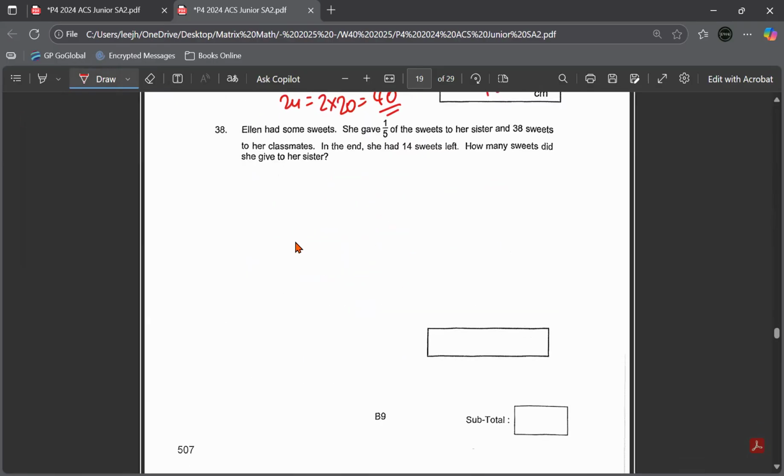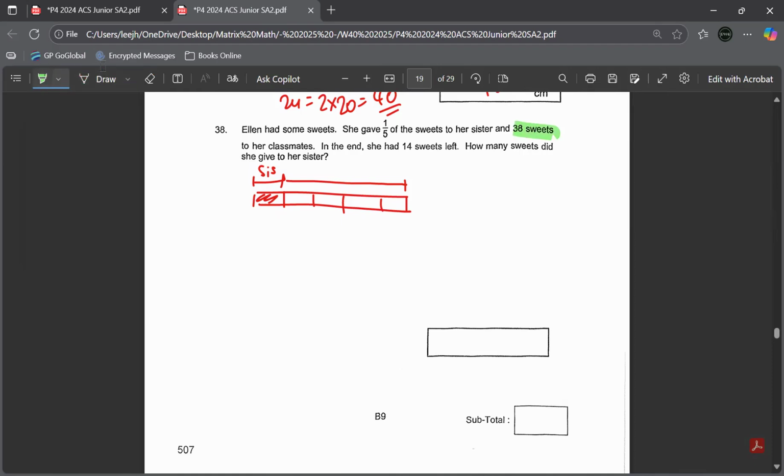Question 38. Ellen had some sweets. She gave 1/5 of the sweets to her sister and 38 to her classmates. In the end, she had 14 left. How many sweets did she give to her sister? Draw it. She gave 1/5, 1, 2, 3, 4. This one is given to the sister, and over here is whatever she's left. Whatever she's left, 38 went to her classmates and 14 left, so at the back here the value is 38 with a 14.